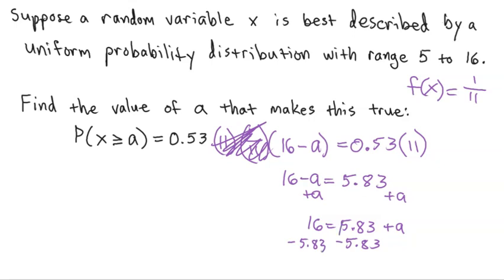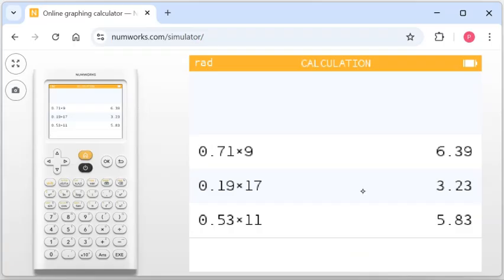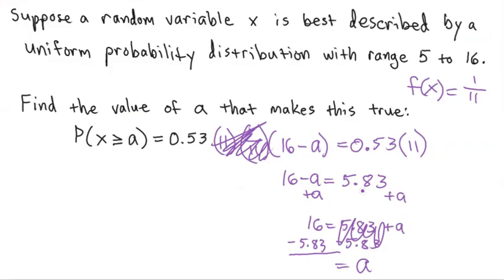5.83 from both sides. Over here it's going to cancel, and we're going to wind up with A is equal to whatever 16 minus 5.83 is. So that's 16 minus 5.83, and that's going to give us 10.17. So our final answer is 10.17. Now, I said there's another way we could do this, okay?